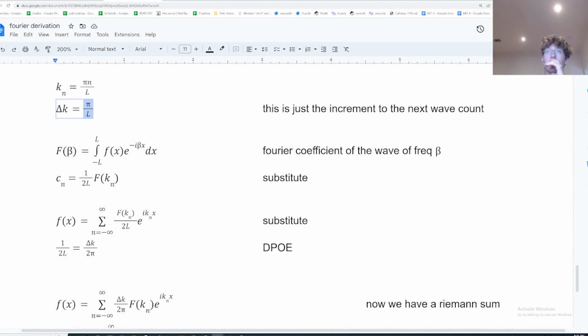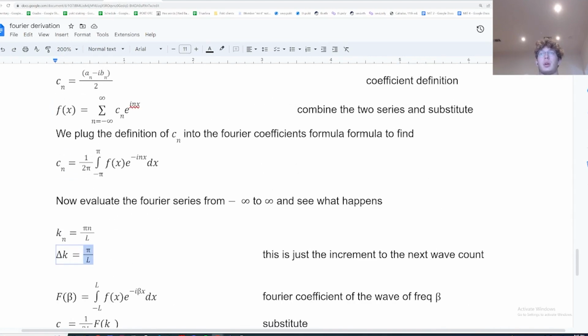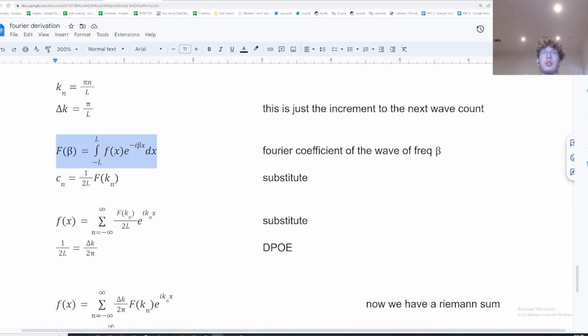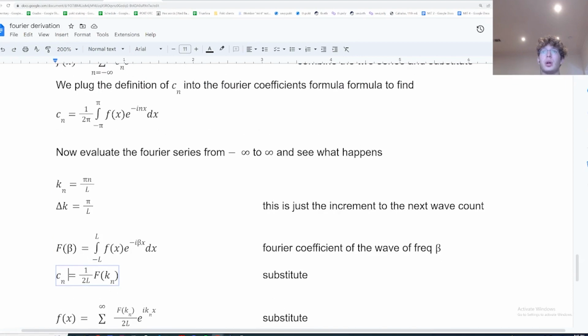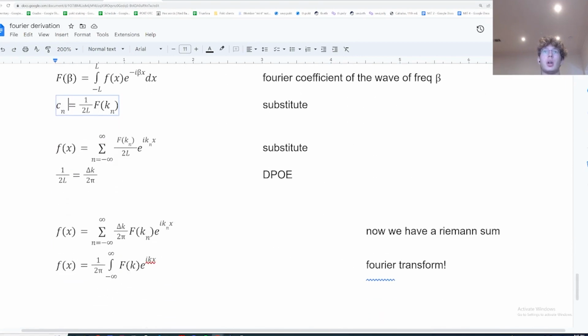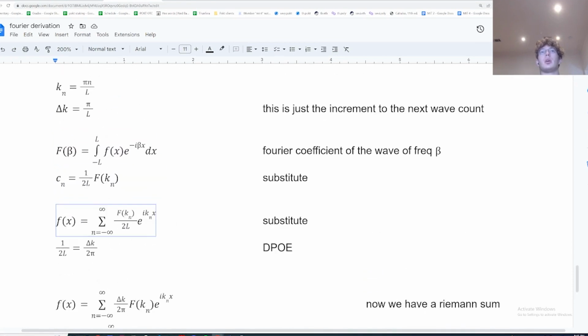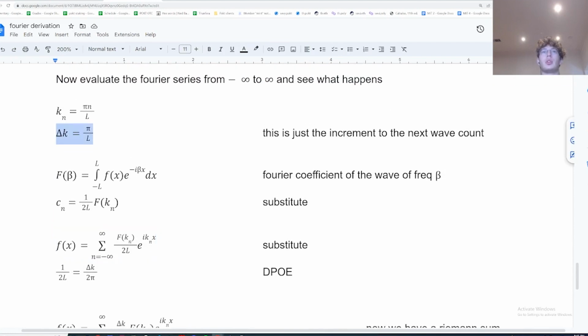So then we're going to rewrite the Fourier coefficient that we found up here as a function, big F. And then we have c of n, and we're just putting this big F into our definition of c of n. And then we substitute this big F into our new definition of the Fourier series. And then we get 1 over 2L equals delta k over 2 pi, which is just a substitution based on this, dividing by pi and then dividing by 2.